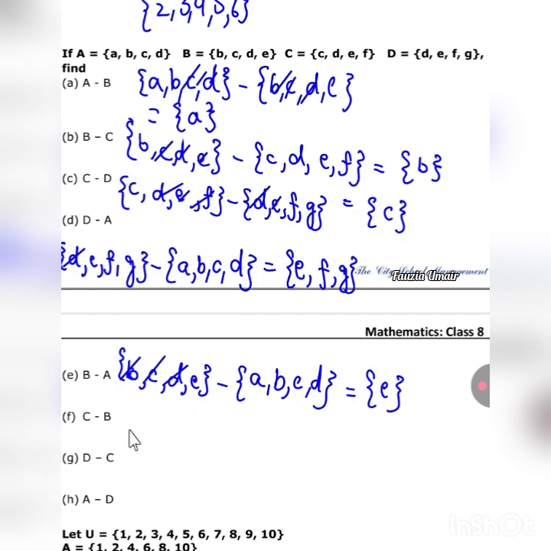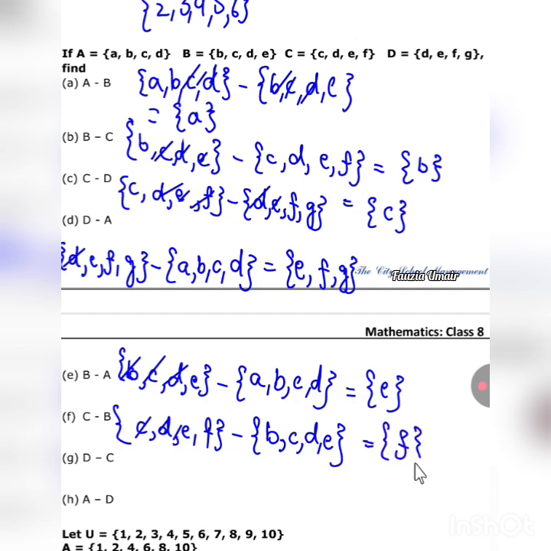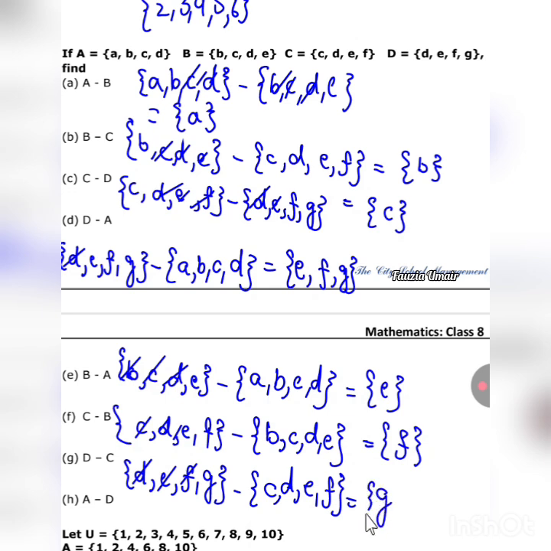So C minus B would be C, D, E, F, and you are subtracting B from here. So B, C, D, E. So C, D, E is gone. So the answer is only having F. So now D minus C. D is D, E, F, G, and we are taking out C. So C, D, E, F is a filter kind of thing. So D is cancelled, E is cancelled, F is cancelled. The answer contains only G.